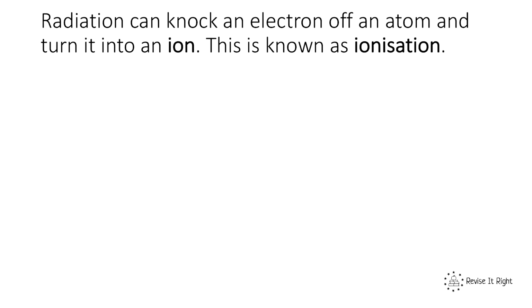So just to explain a few of those points, and as we said earlier, radiation can knock an electron off an atom and turn it into an ion, and this is known as ionization.